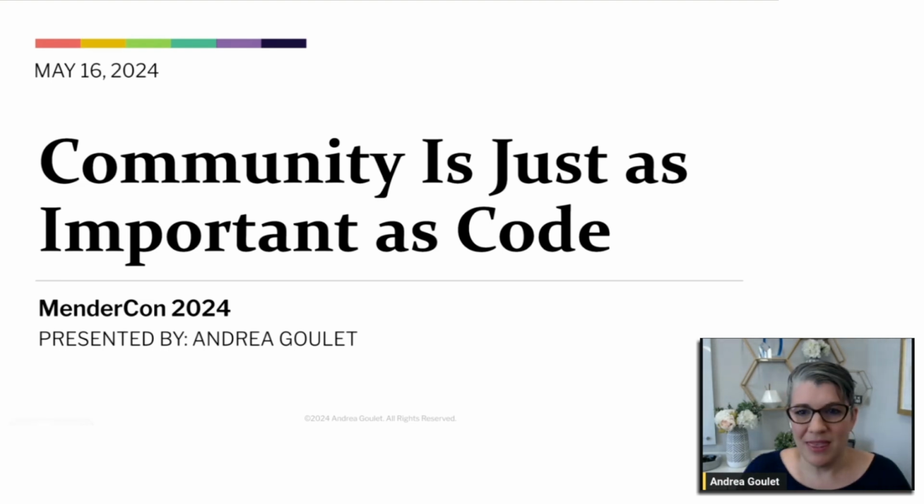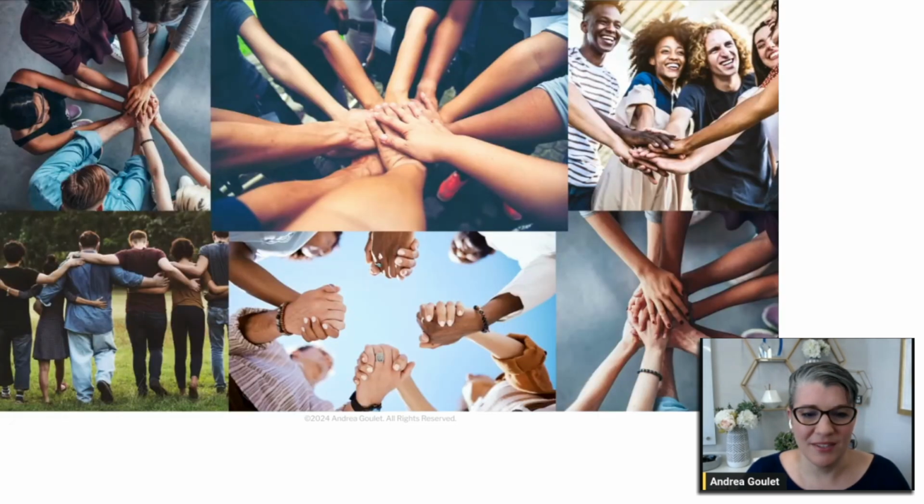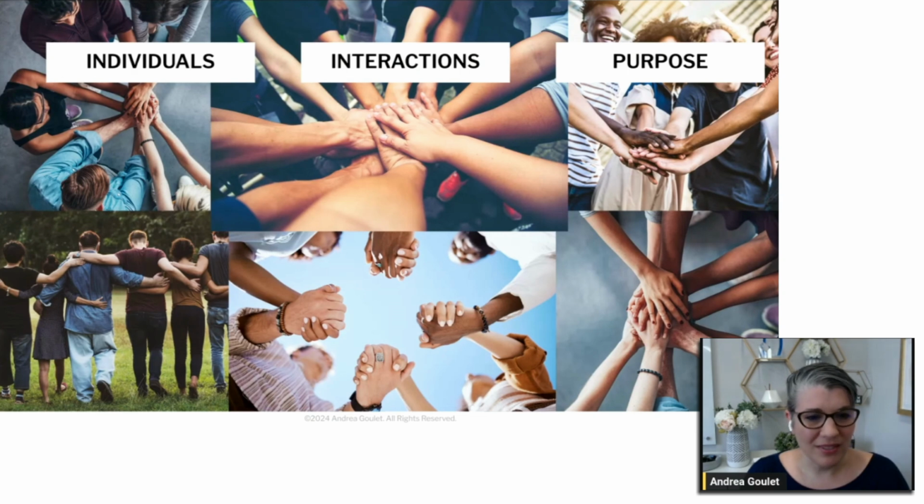All right. When we think about community, I did a stock photo search and this came up. It's a lot of hands together and it seems a little cliche. But then I started thinking about it and realized these are actually really good representations of what a community is. And I'll tell you why. A community is a type of system, a type of social system. And any system has individuals, interactions, and a purpose.